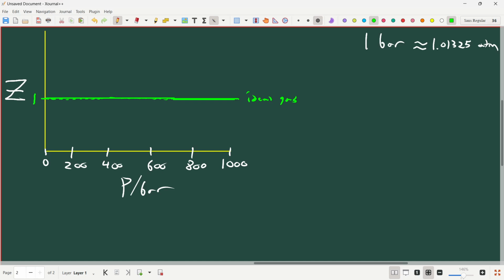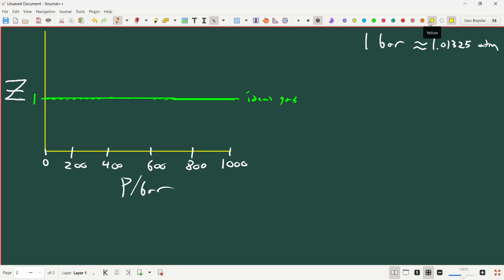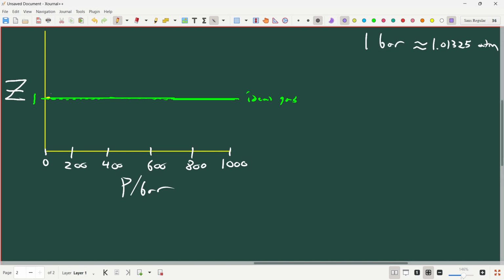Okay, so let's try a really simple one. Let's do helium. So yellow is going to be helium. And what you find is at low pressure, it's very close to, let me do a different color because I have the yellow on the graph, so I'll do purple for helium. So helium, again, at low pressures is basically perfectly ideal.